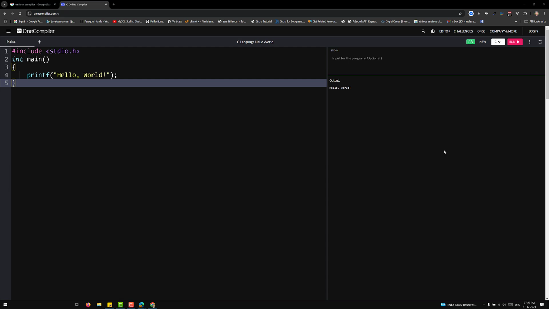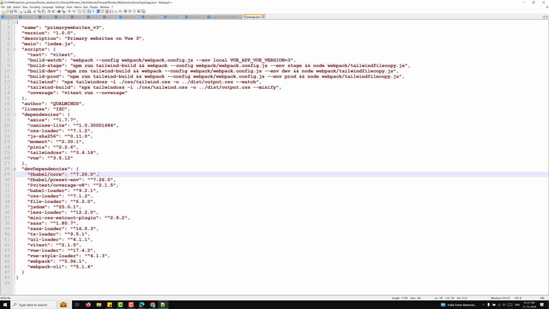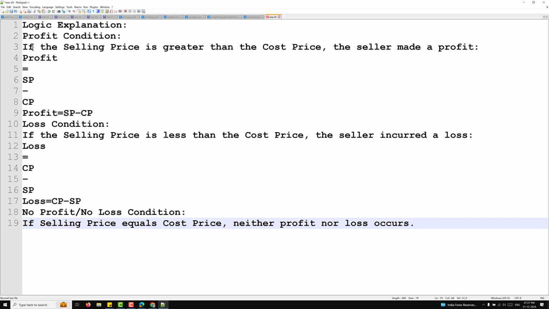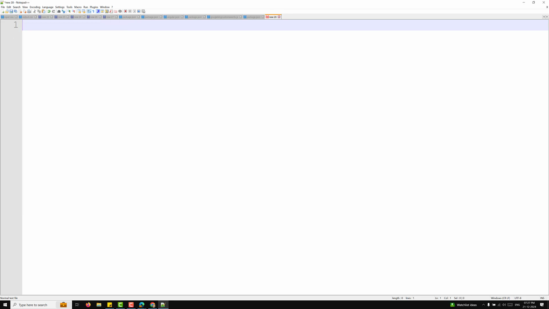Here I will show you the profit and loss calculation. If the selling price is greater than the cost price, then the seller made a profit, where profit is equal to selling price minus cost price. If the selling price is less than the cost price, then the seller has incurred a loss, where loss is cost price minus selling price. If the selling price is equal to the cost price, there is neither profit nor loss. So this is the logic explanation.